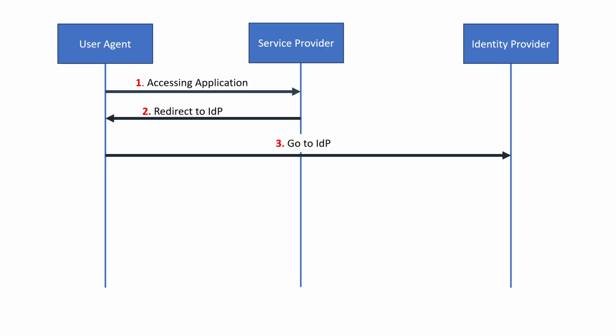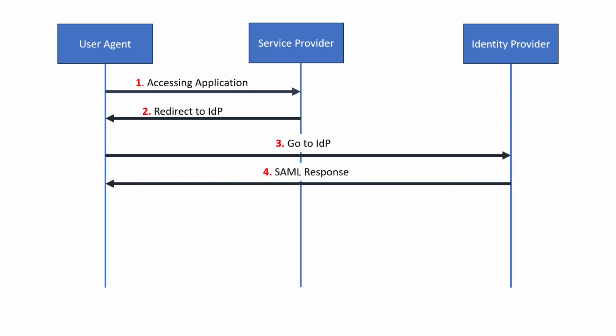At the end of step 3, when the authentication has been completed successfully and you have entered everything in the correct format, the identity provider will give the user agent a SAML response. The SAML response would be an XML document containing the information about the user who has authenticated from the identity provider, so that the service provider can give access to the user agent.